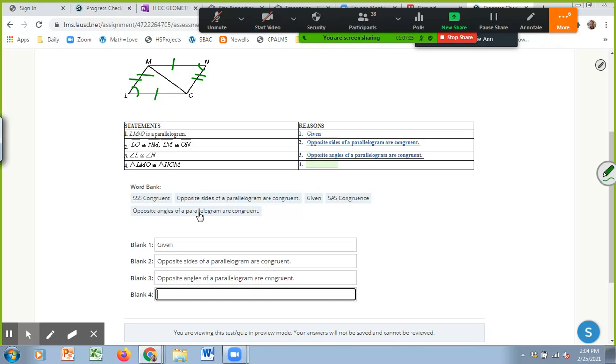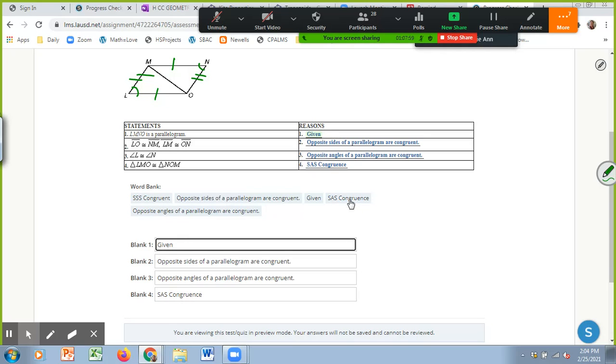Now you have to look at the two triangles. Triangle LMO is congruent to triangle NOM by what? What's the pattern that you see here? Side, angle, side. What pattern is that? SAS! I was about to type SAS. Does it work if I type it in? It might mark it wrong. Never mind. There you go. SAS congruent. So that's how your proving is going to be.